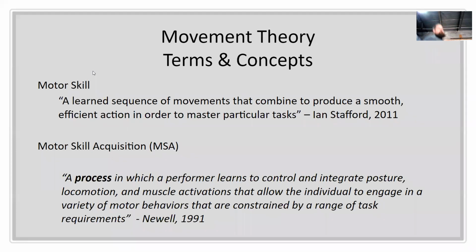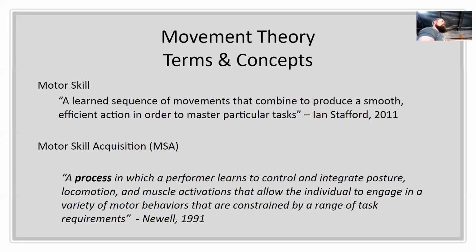So this is the thing. Motor skill and motor skill acquisition. This is the meat of what we want to talk about, all right? Motor skill is a learned sequence of movements that combine to produce a smooth, efficient action in order to master particular tasks. Motor skill acquisition is the process with which you learn how to do those things. It'd be great if, as a coach, I could tell somebody to go do a kettlebell snatch and they would just do it. Right? It's just not how it works.